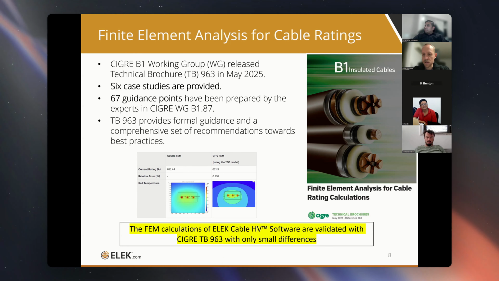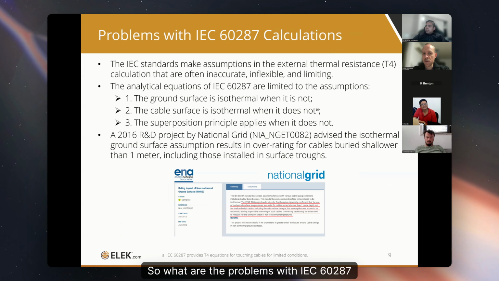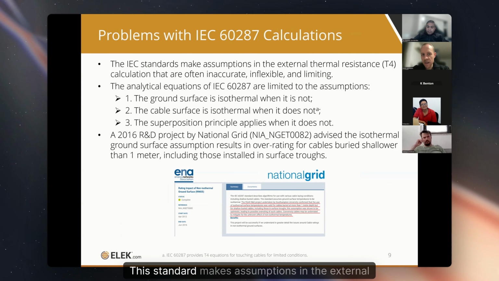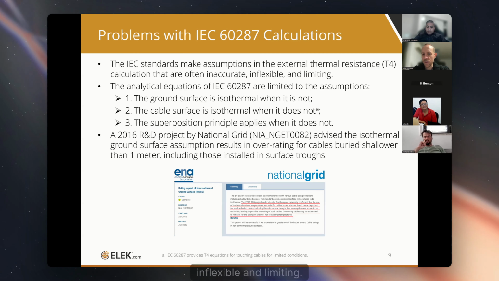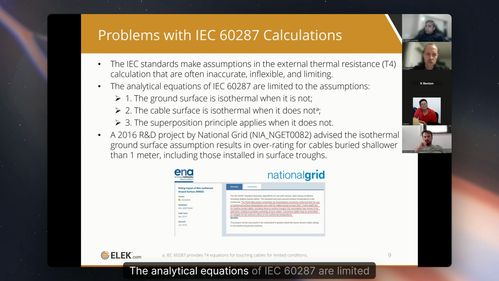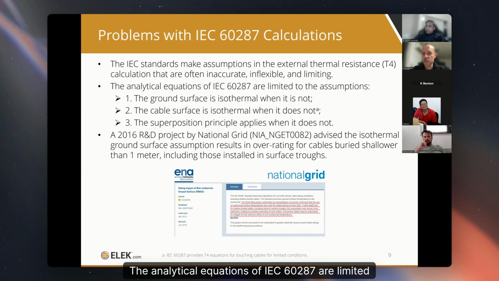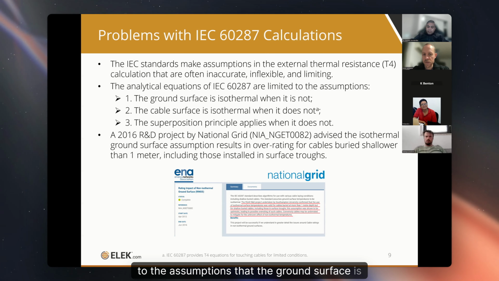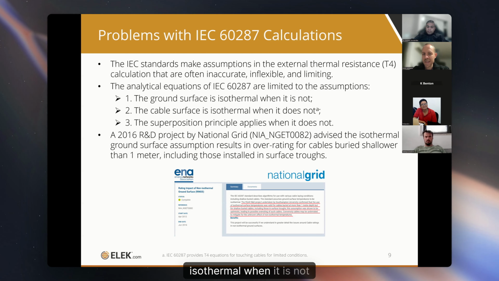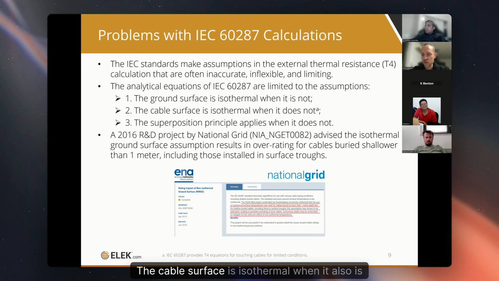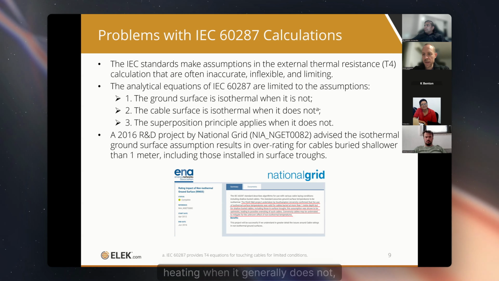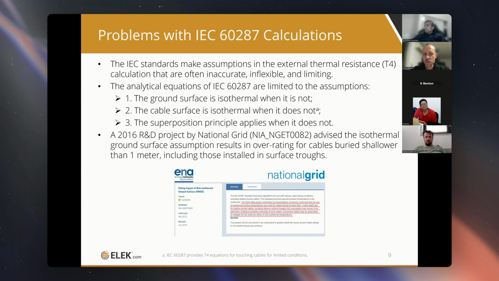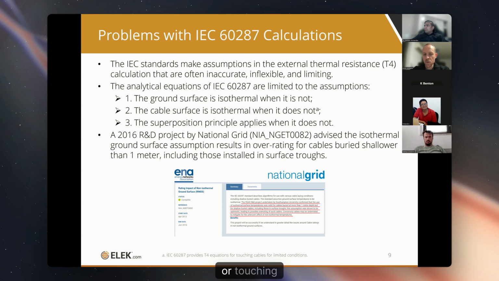So what are the problems with IEC 60287 calculations? This standard makes assumptions in the external thermal resistance calculations that are often inaccurate, inflexible, and limiting. The analytical equations of IEC 60287 are limited to the assumptions that the ground surface is isothermal when it is not. The cable surface is isothermal when it also is not. The superposition principle applies for mutual heating when it generally does not, especially for cables that are close or touching.